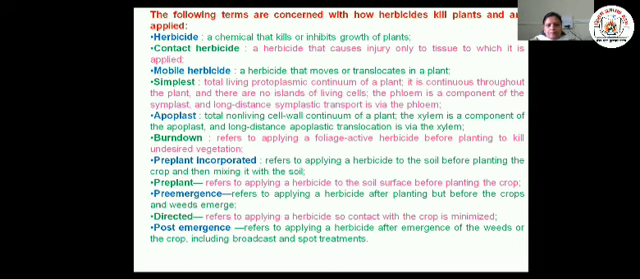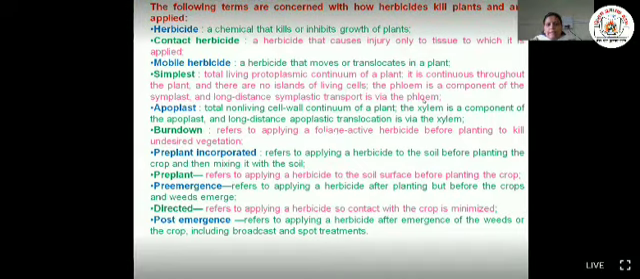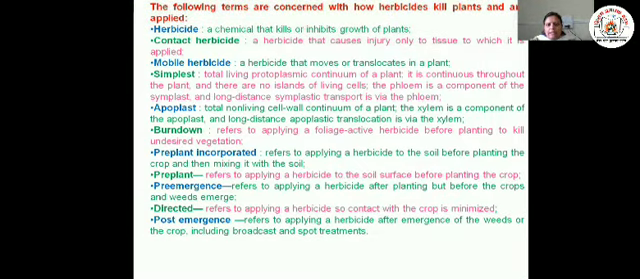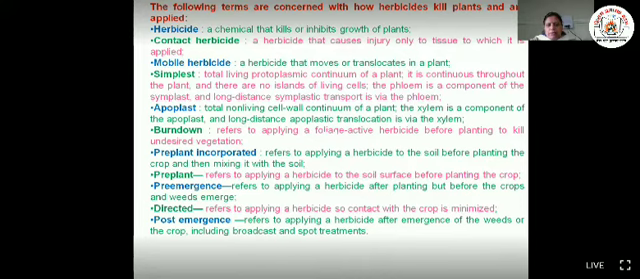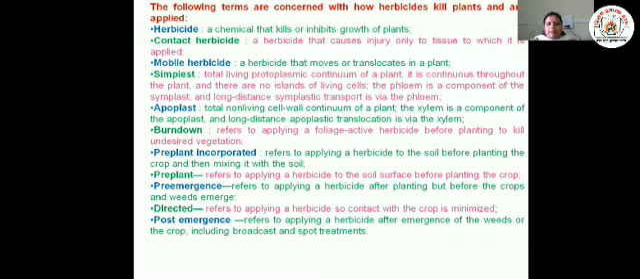Then burndown refers to applying a foliage active herbicide before planting to kill the undesired vegetation. Pre-plant incorporated refers to applying a herbicide to the soil before planting the crop and then mixing it with the soil. Pre-plant, as the name itself indicates, the herbicide is applied to the soil surface before planting the crop. Pre-emergence is applying the herbicides after planting but before the crops or weeds have emerged.